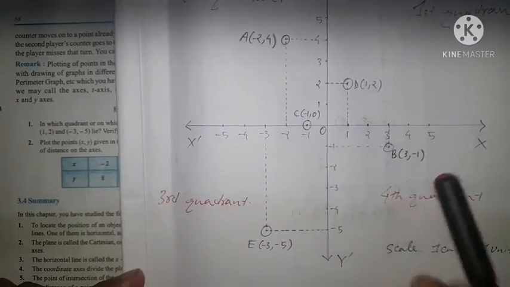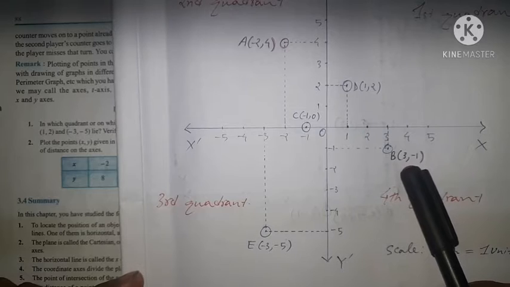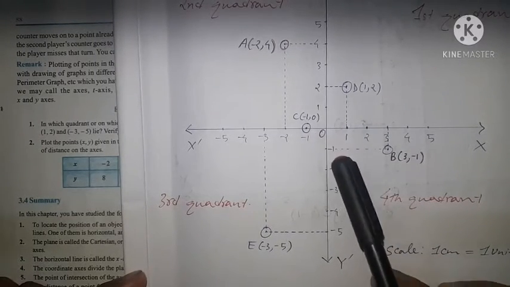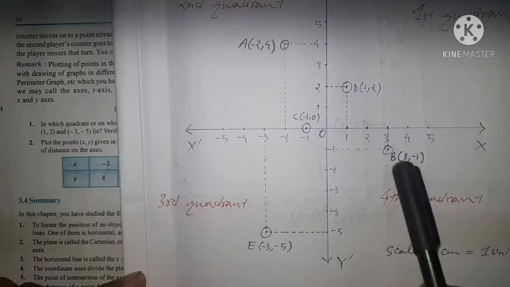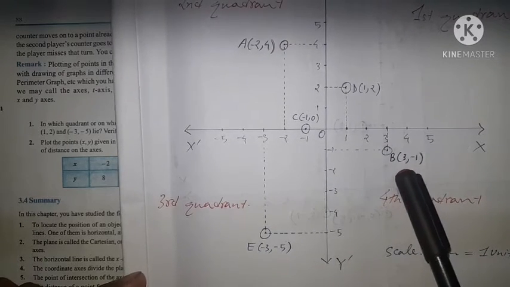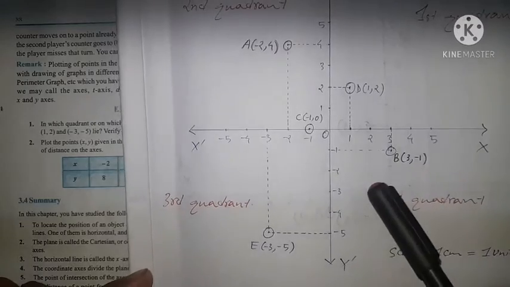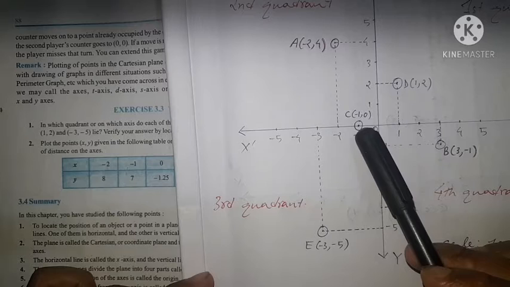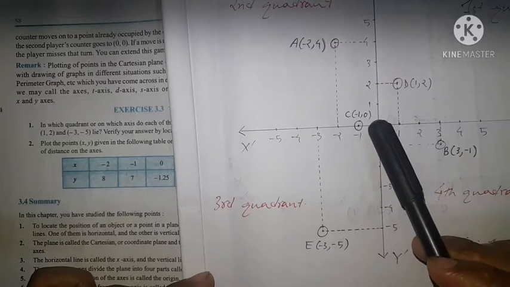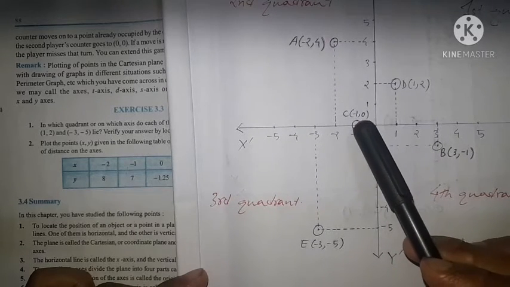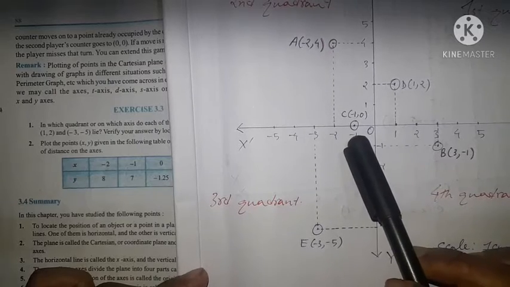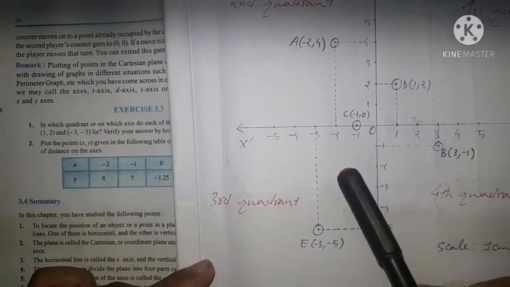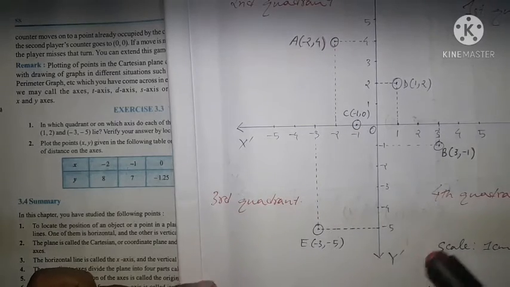Similarly for B, the second coordinate, (3, -1). On the x-axis it is 3 and on the y-axis it is -1. Both intersect at this point. So these are the coordinates for B, that is (3, -1). For the third, that is C, it is (-1, 0). There is no movement on the y-axis, as the y value is 0. The x value is -1. So this is the point, and we are naming it C. These are the coordinates of C, that is (-1, 0).